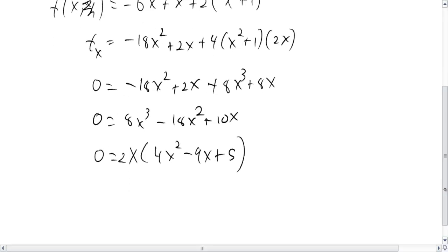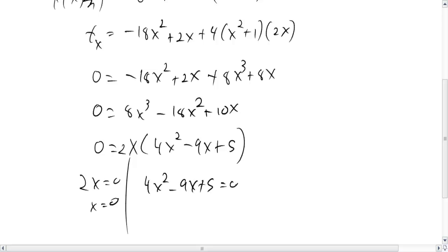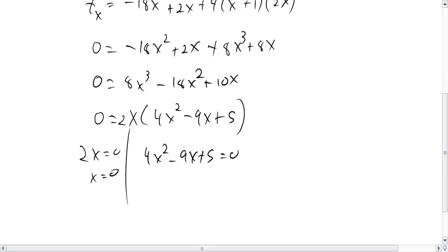And here's where the fun begins. We say to ourselves, how do we solve this? Well, 2x equals 0, which just means x equals 0, is one of our solutions. Now, another solution is going to come from 4x squared minus 9x plus 5 equals 0, and you can either factor it or use the quadratic formula. I don't see how to factor it very quickly off the top of my head, so I'm just going to jump straight into the quadratic formula and not waste too much time.